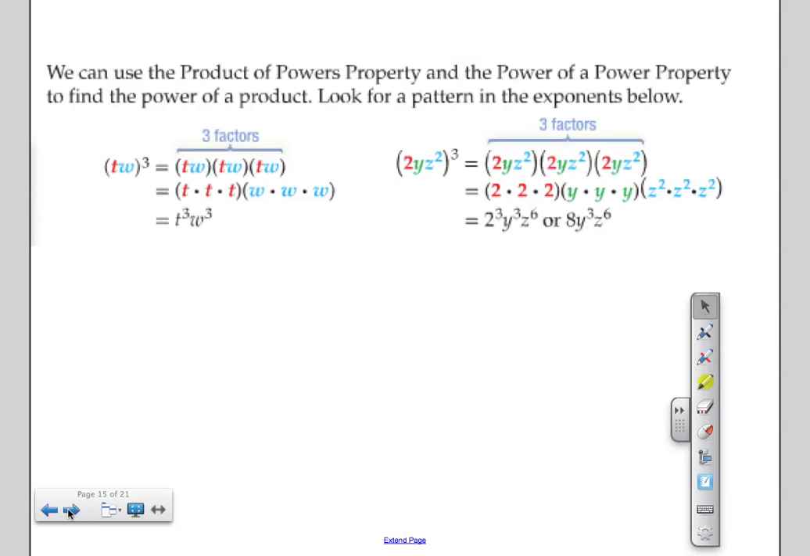We can use products of powers and powers of power property to find the power of a product. Boy, that's a lot of P's in one sentence, isn't it? Instead, let's just look at these patterns and see what we have. Let's look at a couple of these examples.